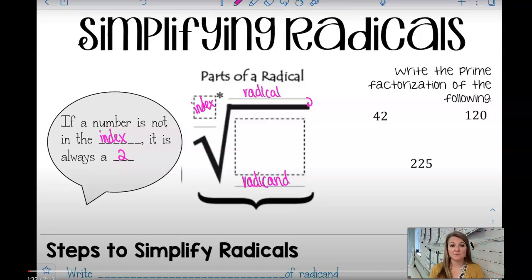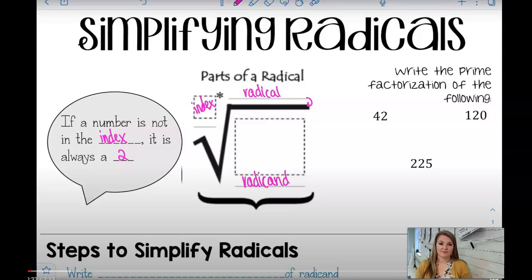So let's talk about some trees, because we're going to do trees for every problem that we have. So write the prime factorization of the following. Prime numbers are those numbers that can only be divisible by 1 and itself. So some examples of prime numbers, obviously 1, 3, 5, 7, 11, 13, 17, and then so on. Only a number that can be multiplied by 1 and itself.